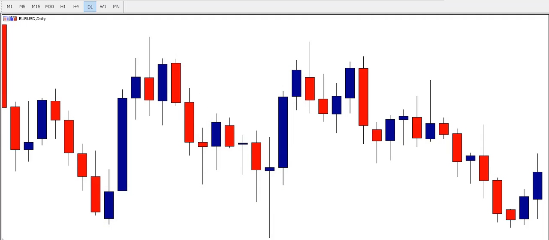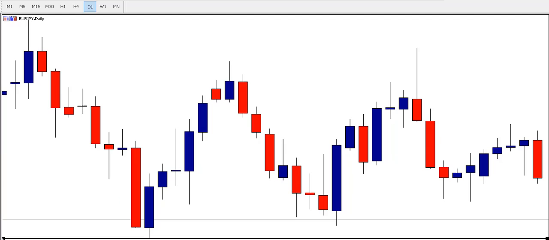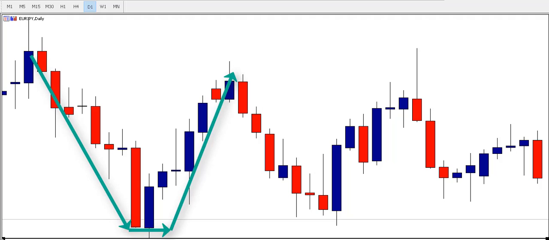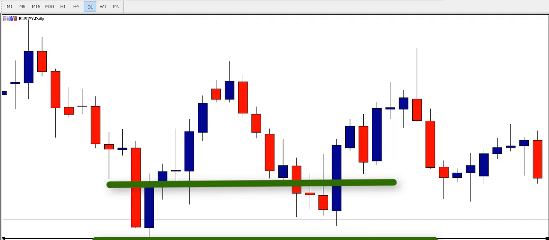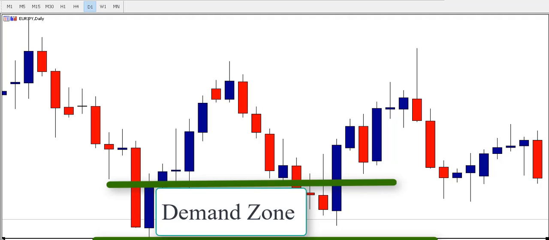Look at another example. This is the Euro JPY daily chart, and this is the drop, base, rally demand zone pattern. So this is a clear piercing pattern that was formed at the beginning of this move up. So to draw the demand zone, you draw the proximal line at the close of the bullish candle and the distal line at the lower shadow.